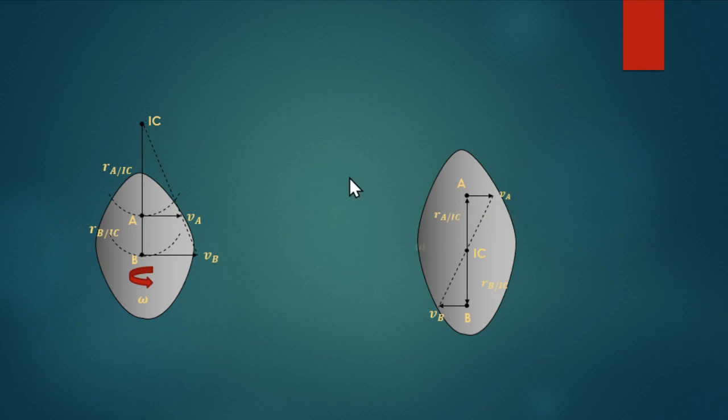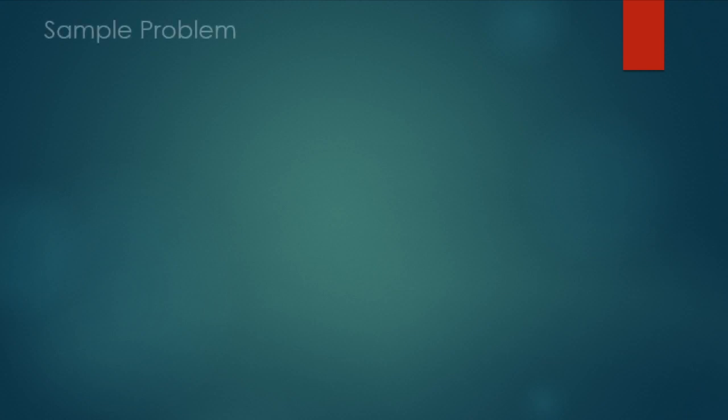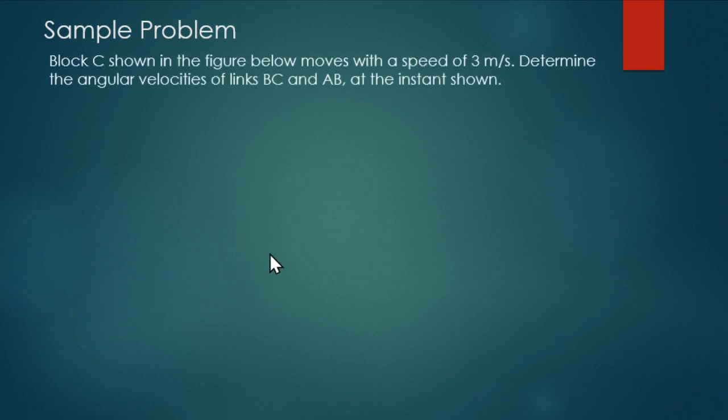So let us have some example, some sample problem. This block C shown in the figure below moves with a speed of 3 meters per second. Determine the angular velocity of links BC and AB at the instant shown. So this is the figure.